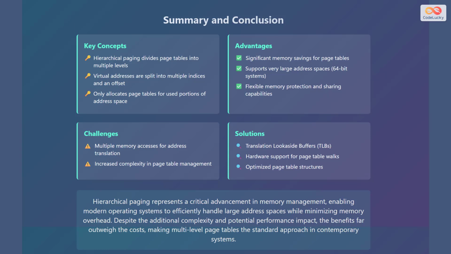Let's summarize what we've learned. Key concepts include hierarchical paging, which divides page tables into multiple levels, virtual addresses, which are split into multiple indices and an offset, and the allocation of page tables only for the portions of the address space that are in use. The advantages of hierarchical paging include significant memory savings for page tables, support for very large address spaces, and flexible memory protection and sharing capabilities. The challenges include multiple memory accesses for address translation and increased complexity in page table management.